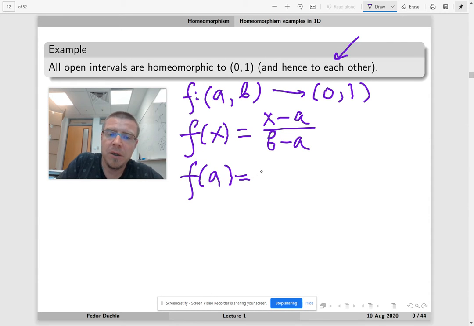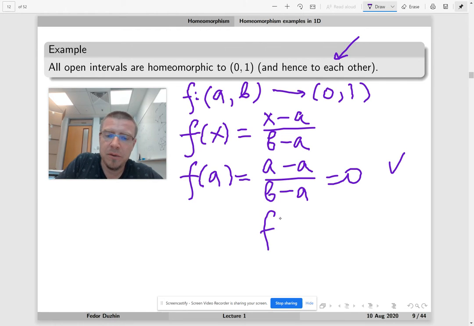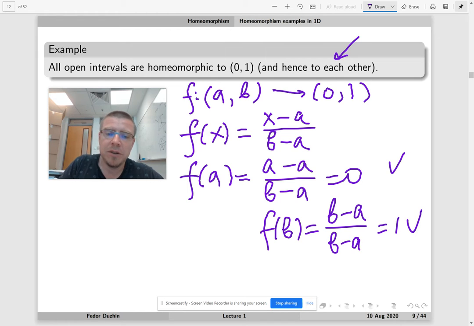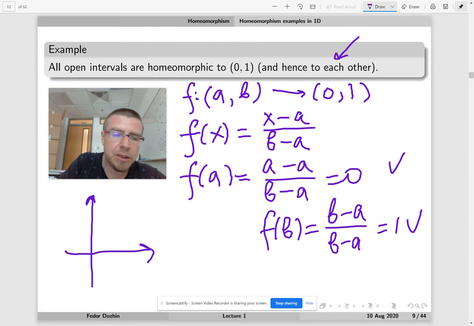So f of a: we substitute a instead of x, so this is a minus a divided by b minus a, which is 0. Check. F of b: now we are substituting b as x, so b minus a over b minus a is 1. Check. So it is indeed so. The graph of this function looks like this. If this is, I don't know, a, b, this is 0, 1. So this is what it looks like. Okay.